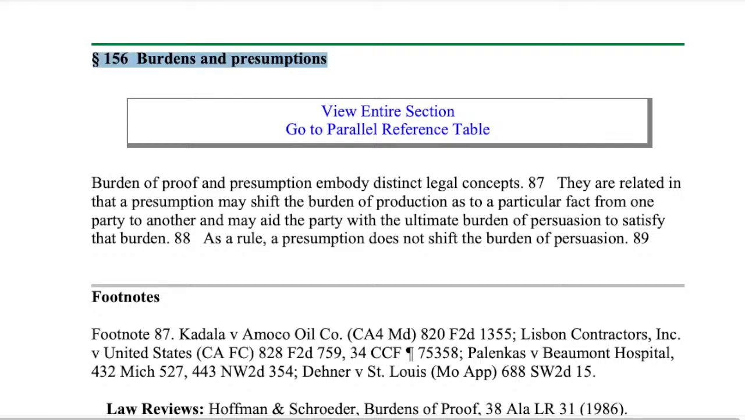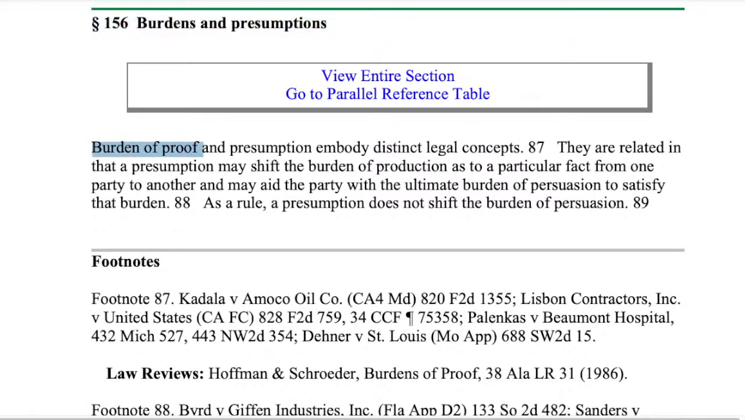Section 156, burdens and presumptions. Burden of proof and presumption embody distinct legal concepts. So now we're getting really down into the differences here. They are related in that a presumption may shift the burden of production as to a particular fact from one party to another, and may aid the party with the ultimate burden of persuasion to satisfy that burden. As a rule, a presumption does not shift the burden of persuasion.